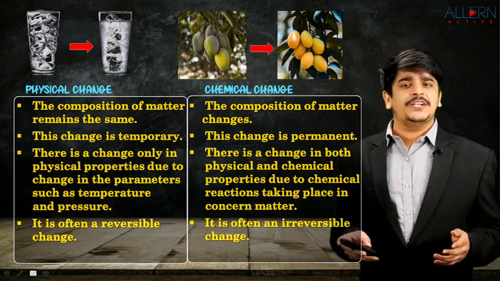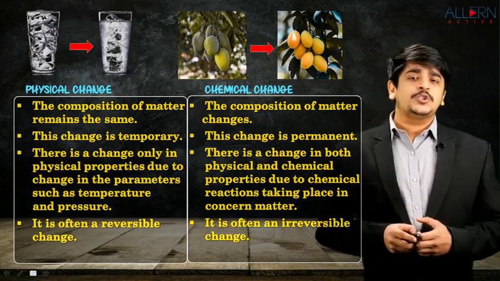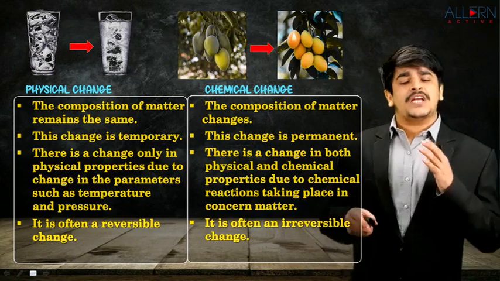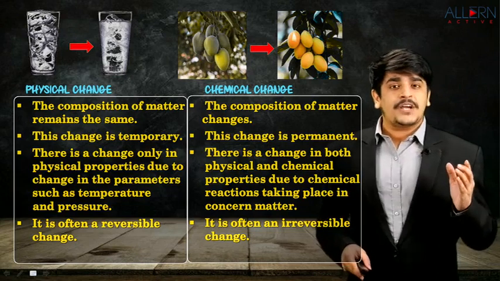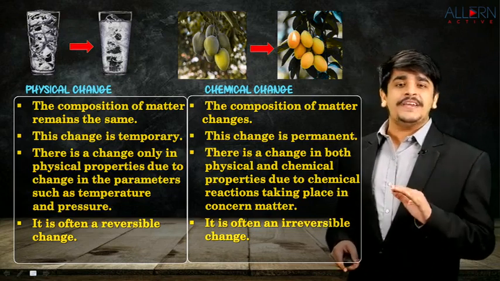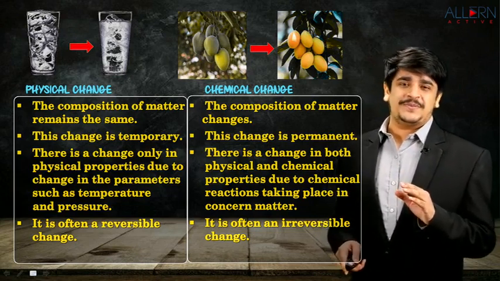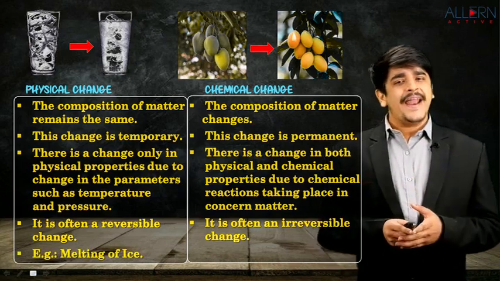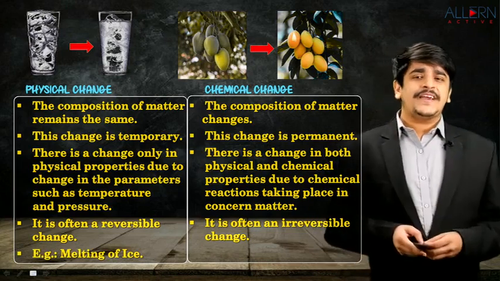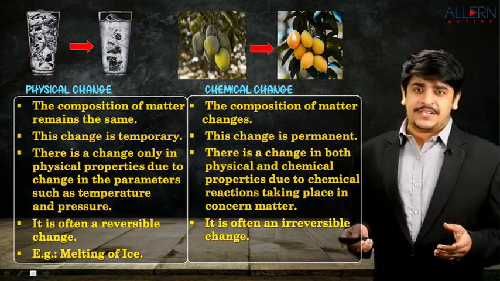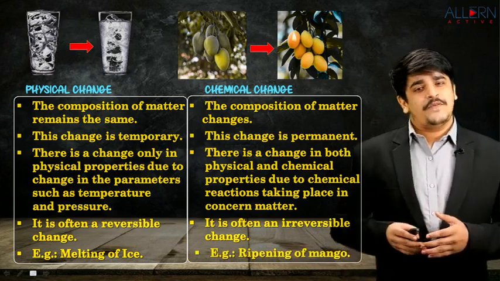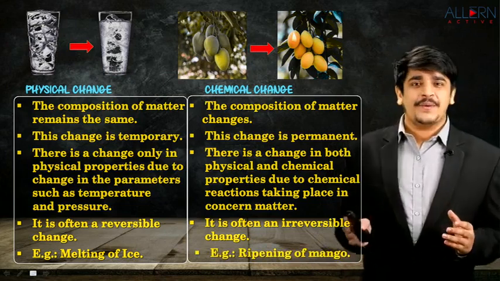However, as far as the chemical change is considered, they are considered to be irreversible, which means you can start from A and go to B, but coming back to A from B is definitely not going to be possible. As I've said before, and I'm saying it again, melting of ice is a perfect example of a physical change. However, ripening of a mango is considered to be a chemical change.